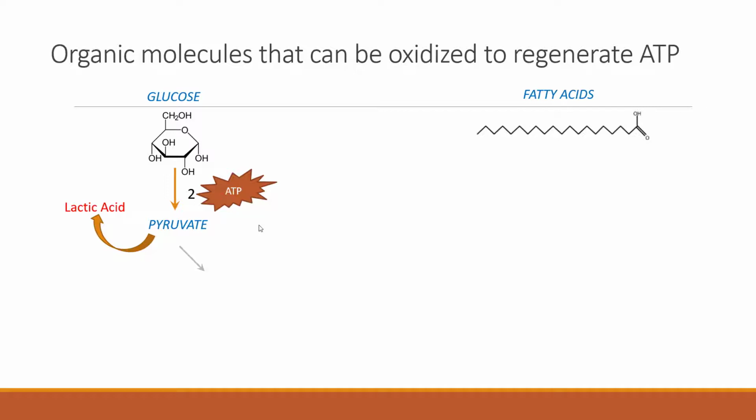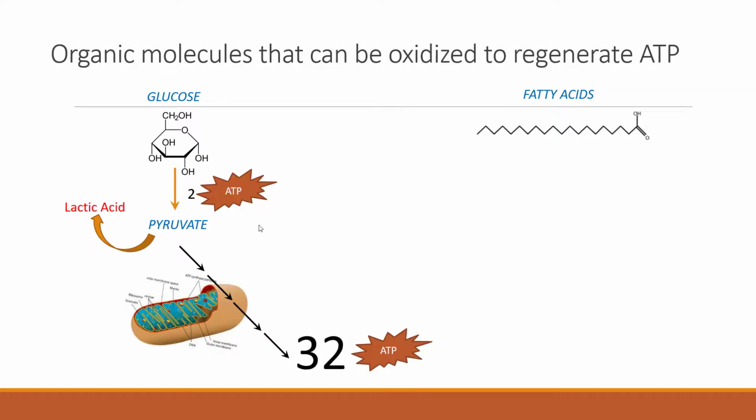Alternatively, we can shuttle pyruvate into the mitochondria, and then through many, many more steps, we get 32 ATP. But this process takes quite a bit longer. How much longer? About 100 times longer than glycolysis. So this is a much longer process and it requires oxygen. So are there ever times where maybe oxygen is available, but the cell will choose to just do lactic acid fermentation and glycolysis? And the answer is yes. But we'll look at that example in a little bit.